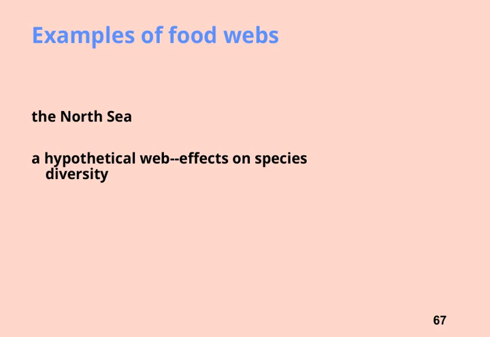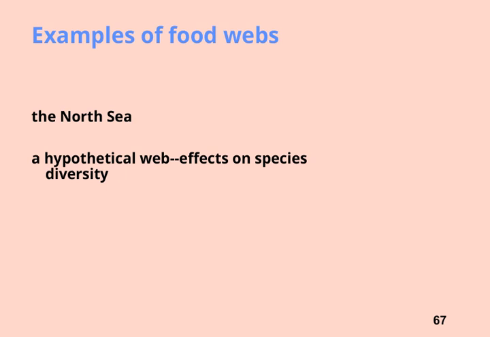Now, let's take a look at some examples of food webs, starting with the North Sea. Here, we see a complex network of interactions among various marine species. This web illustrates how energy flows through the ecosystem, from tiny plankton up to larger predators like fish and seabirds.